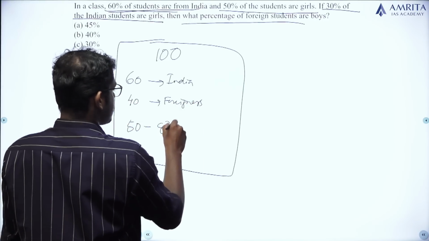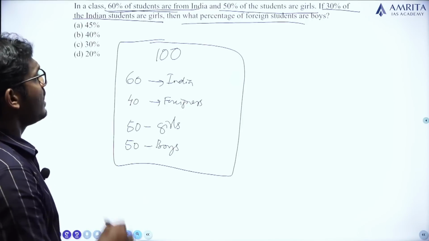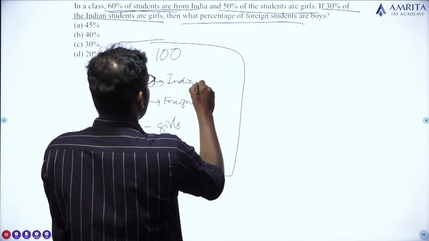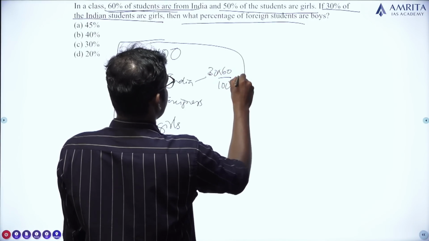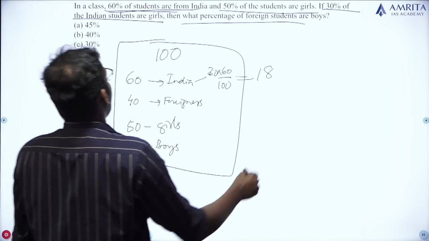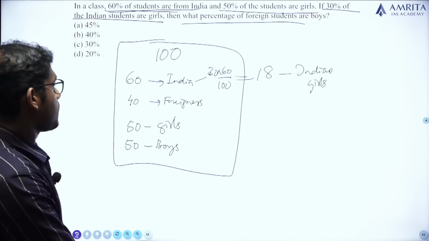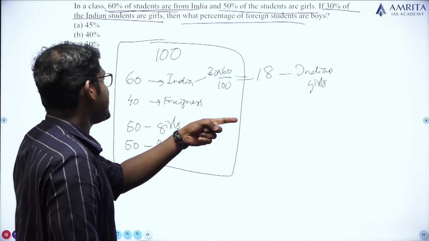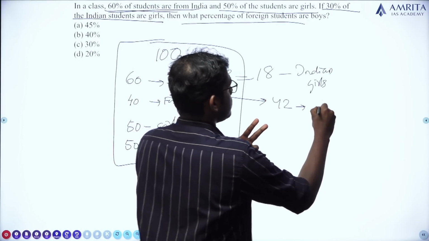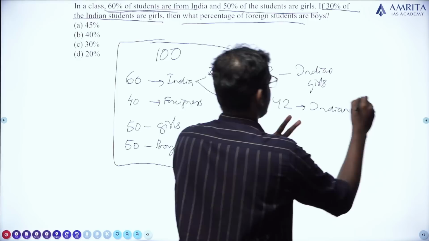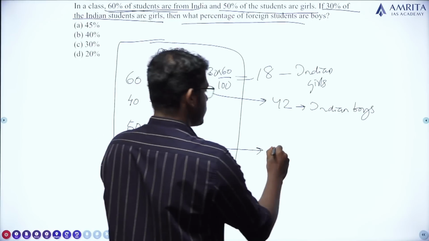50% are girls, that is 50 students are girls. So the remaining 50 will be boys. Clear? Okay. If 30% of Indian students are girls, that is 30 into 60 divided by 100, that is 18. There are 18 Indian girls. If there are 18 Indian girls and total 60 Indians, then the remaining 42 are Indian boys.